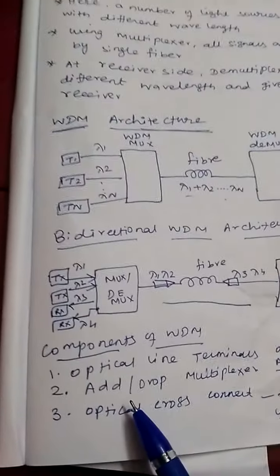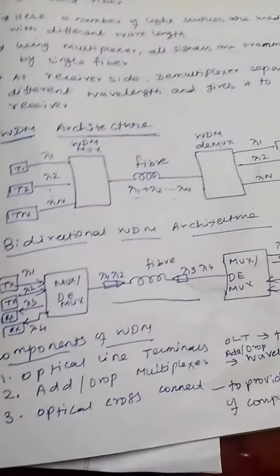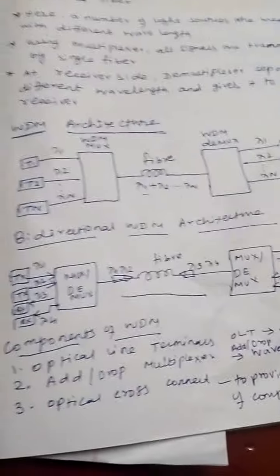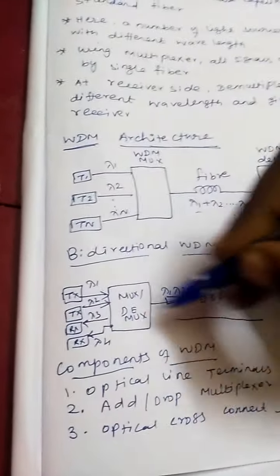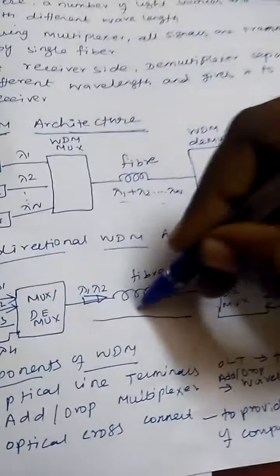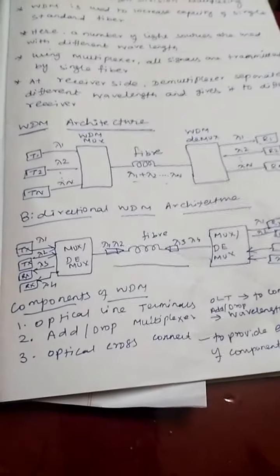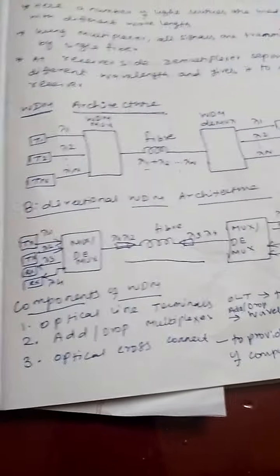That is the operation of the add and drop multiplexer. We can add or drop wavelengths in between the networks. Another one is the optical cross connect networks.